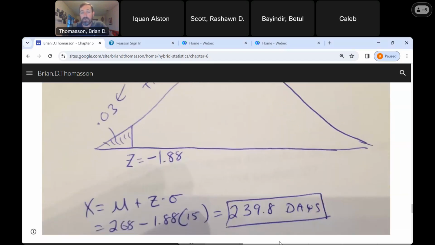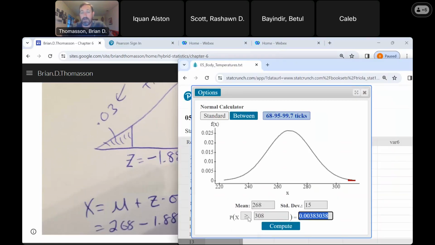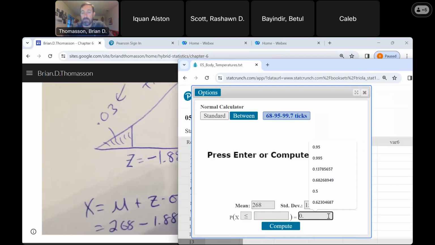Okay, so we still have the same mean and standard deviation, but now we have to enter in that lower right box the 0.03. So we're defining the red area.